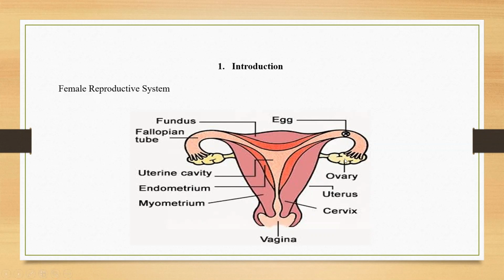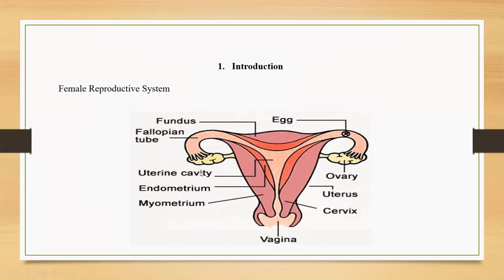Followed by the ovaries, we have a tube, and this tube is called the fallopian tube. The fallopian tube acts as a pathway which carries the egg. This is the egg, as mentioned here. The fallopian tube carries these eggs from the ovary to the uterus. Next, there is a very thick membrane which covers the uterine cavity.